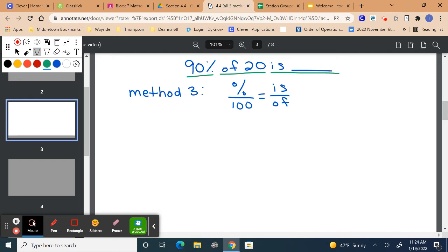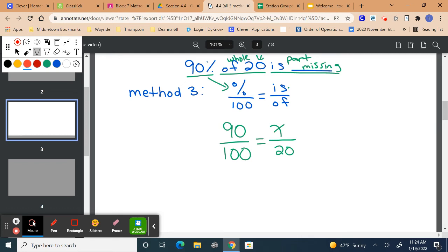So I'm going to fill in my 90% here. So I'm going to write 90 over 100 equals, my is what's missing. This is my part, and it's missing. So when it's missing, I'm going to write an X. So there's my is right here, and that's my X. Now my denominator is of, and that's my whole. And my whole is my denominator, and that's where I'm going to put my 20.